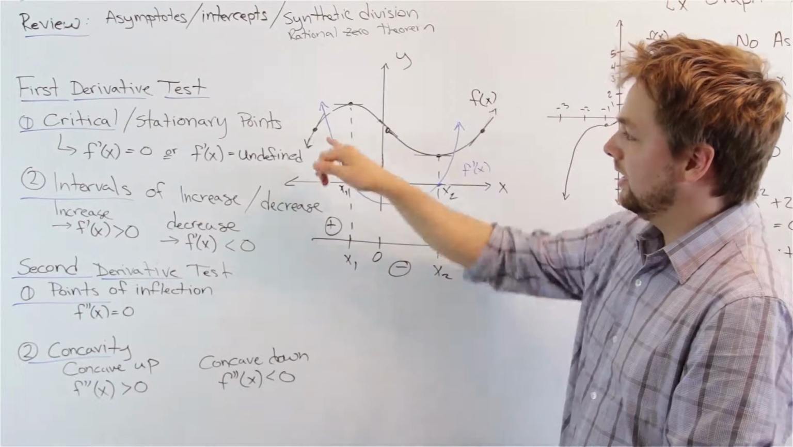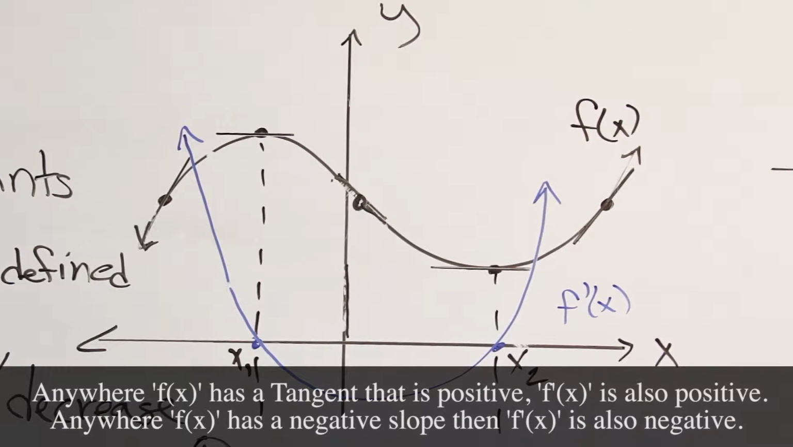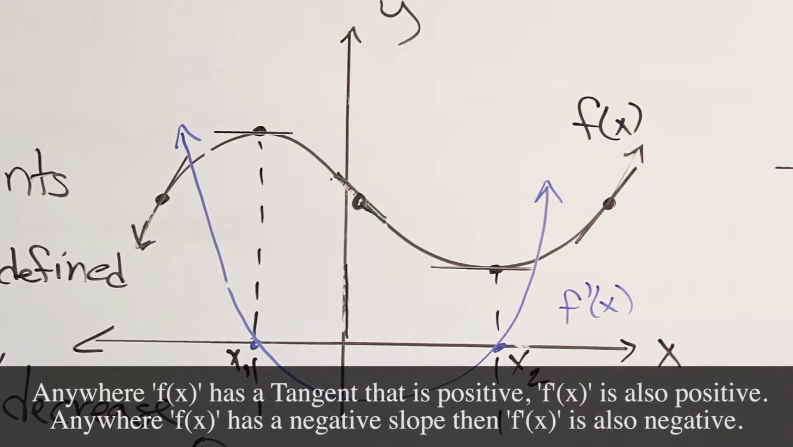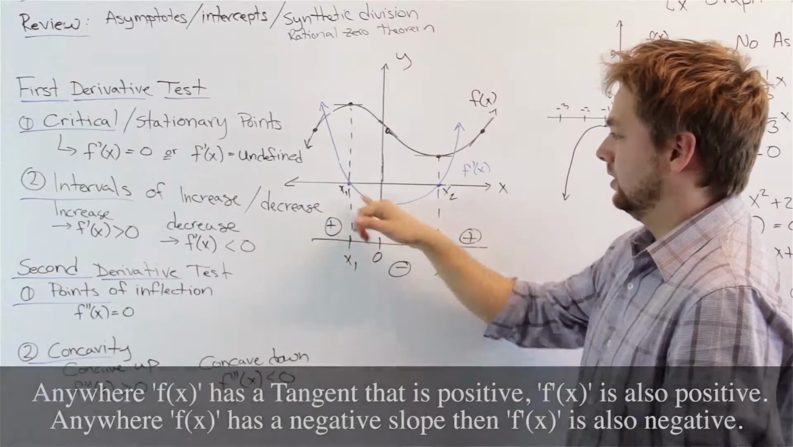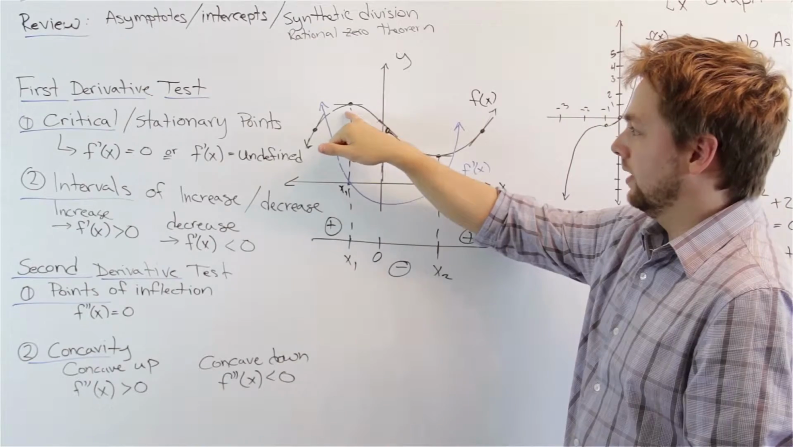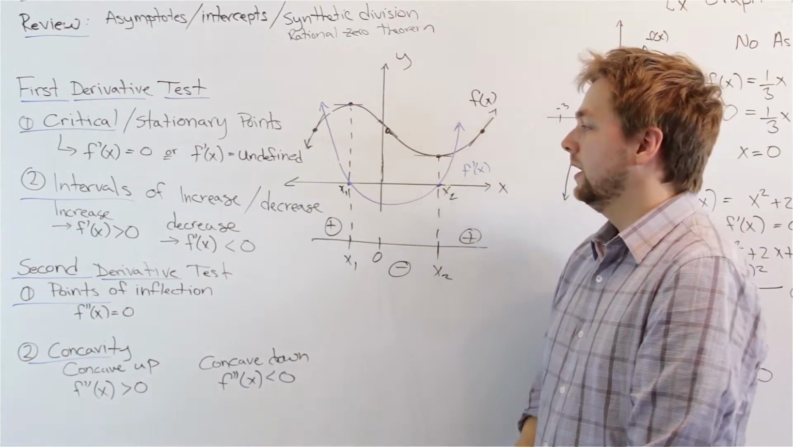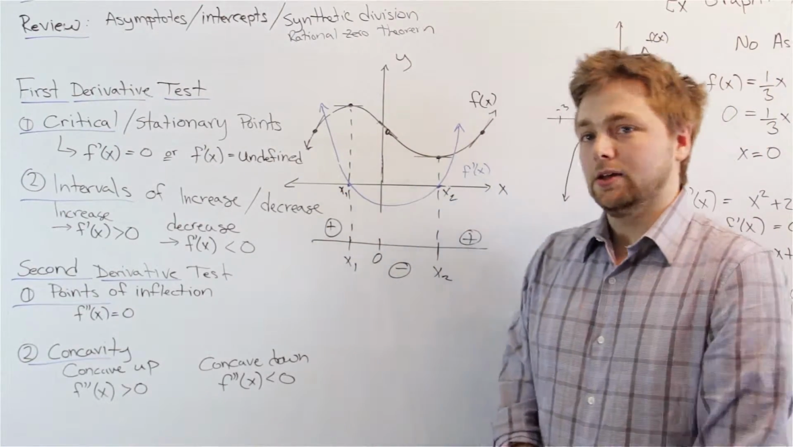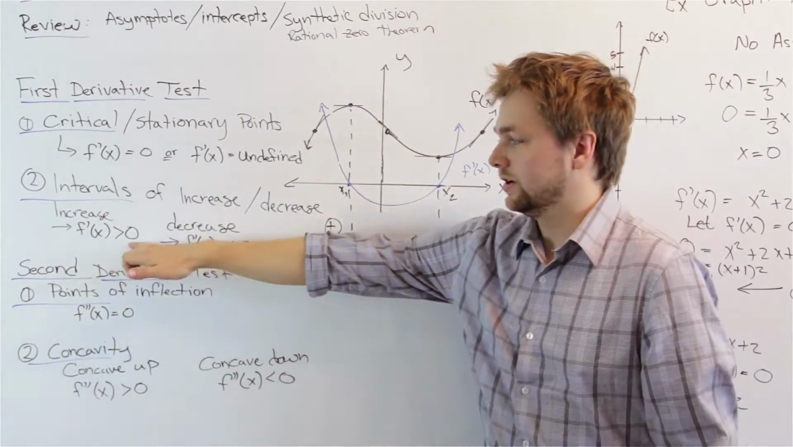We'll see here that anywhere f of x has a tangent that is positive or increasing, f prime of x is also positive. Anywhere that f of x has a tangent that's decreasing or a negative slope, we see that f prime of x is also negative. We can also gain one final piece of information: anywhere we have a local maximum or minimum, we also have a horizontal tangent, or a slope of 0. This corresponds to roots of f prime of x. So algebraically, we can determine this by first calculating the derivative as normal, setting it equal to 0, and then finding these points.